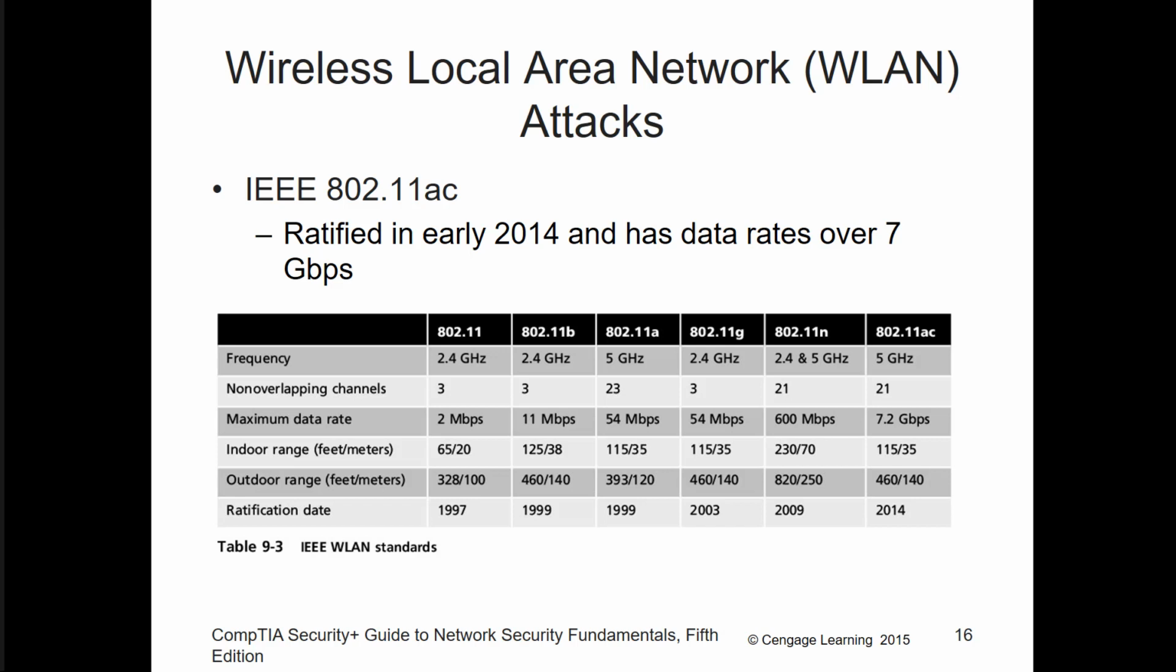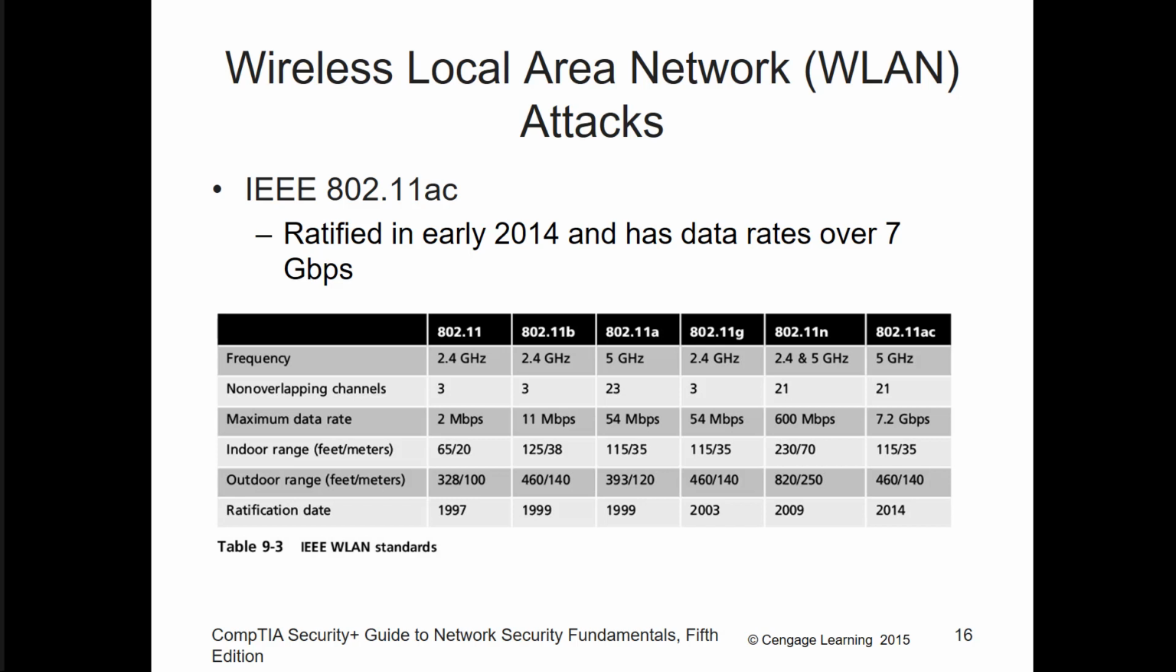Nice thing with AC is AC uses both 2.4 and 5 gigahertz, regardless of what this diagram says. Maximum data is a lot faster, has a little bit shorter of a range, but that's to be expected. We also have newer standards like ACI, ACE, AD. AD, though, is not really ratified just yet.